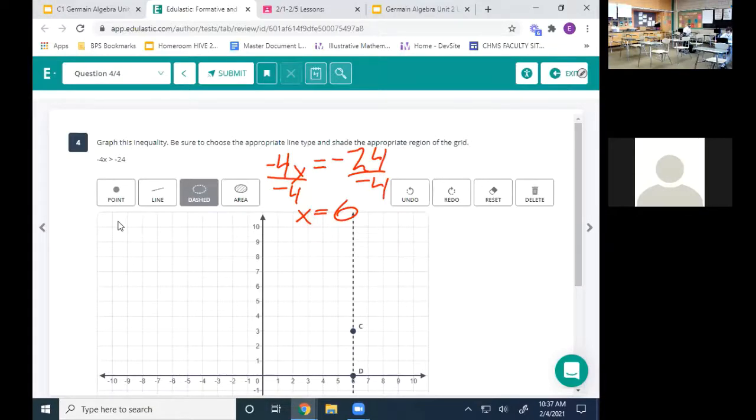Now we're talking about what? Where did we shade here? Kyle. Shade on the right, because when you plug 1, 1 in, you would say -4 times 1 is greater than -24. -4 is greater than -24. That is a true statement. So we would shade on the left-hand side. Very good.